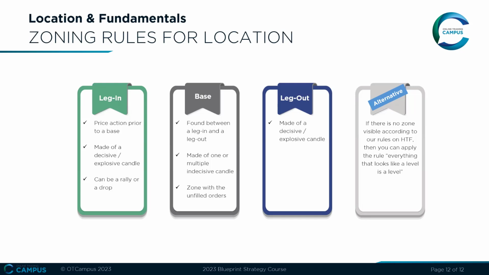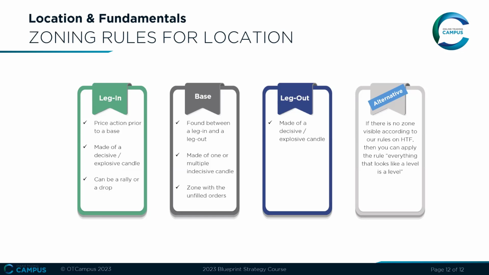The higher time frame leg out will be made up of only decisive candles. That's fine. You don't necessarily need to find explosive candles on the higher time frame, because as you look at the higher time frame, a monthly, for example, finding explosive candles is going to be really, really difficult. Once we find them, that's great, right? But we don't necessarily have to find them. So decisive candles on really high time frames will be enough. Ideally, of course, if we can, explosive candles, but it's not mandatory.